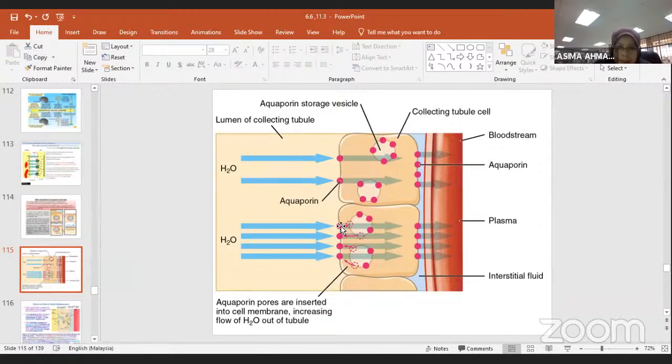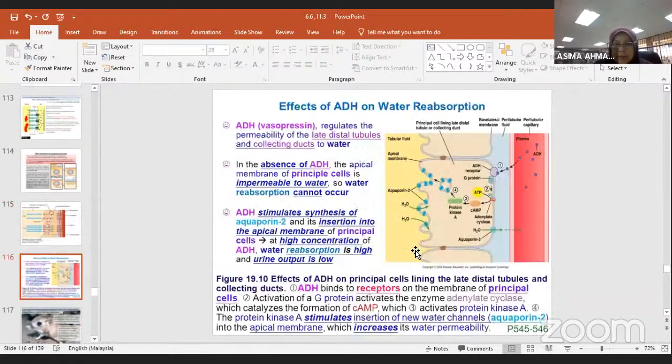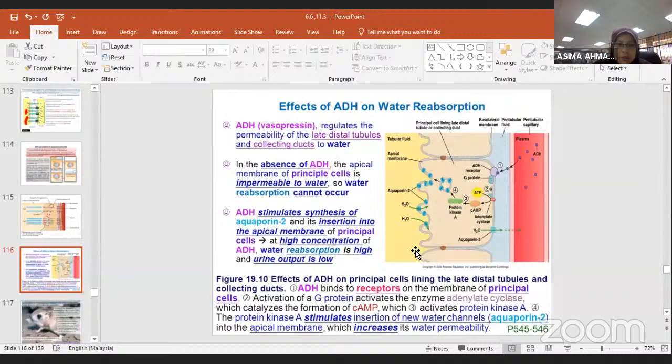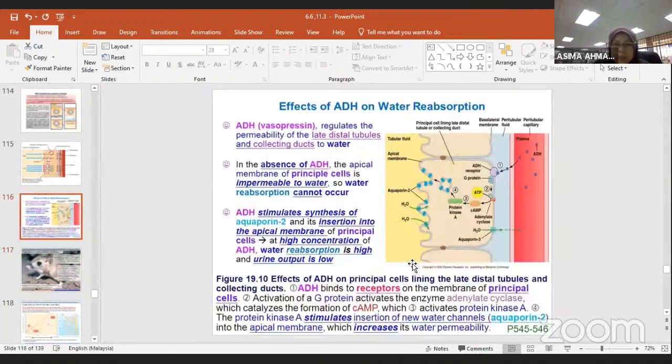So now it becomes aquaporin, increasing the number of aquaporins. It is the same, I put a lot here. Later you study and read on your own. The explanation is the same. So now we are done with all of the processes that occur in the nephron, in the kidney.